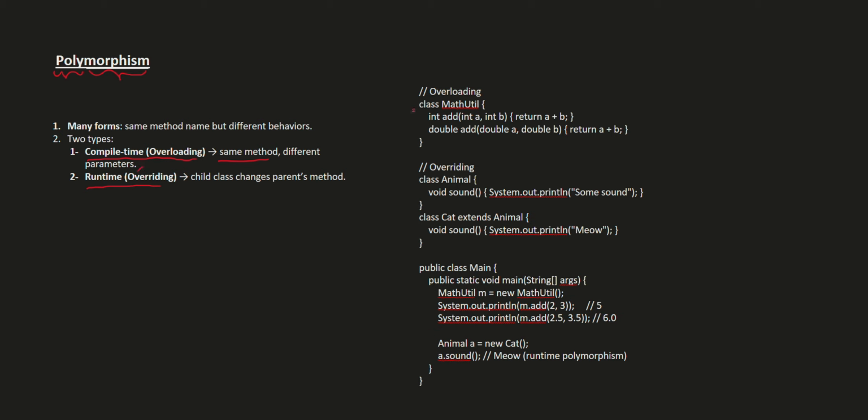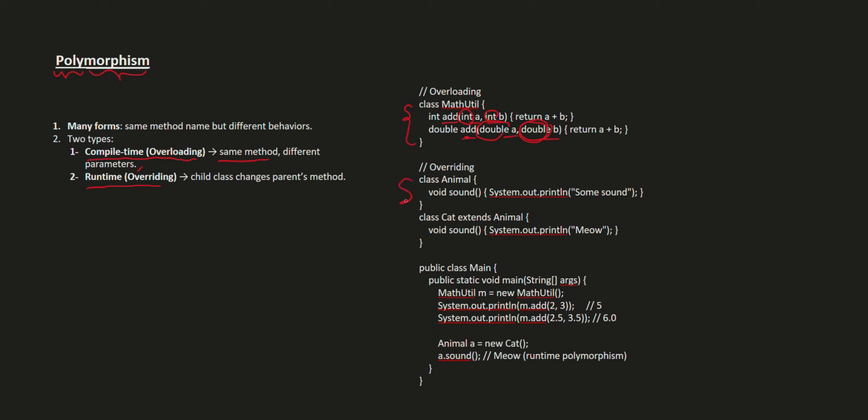So here's an example of overloading. We have the same method name add and the same number of parameters but different data types. The data type here is int, whereas the data type here is double. This is overloading.